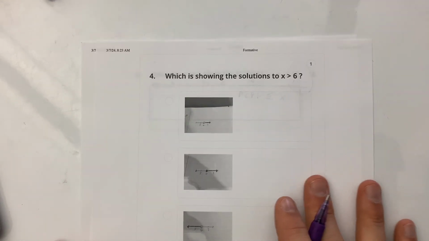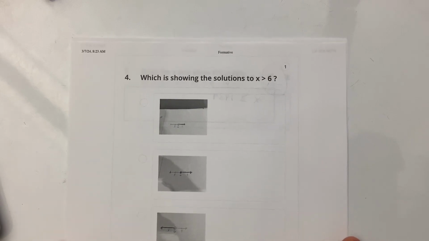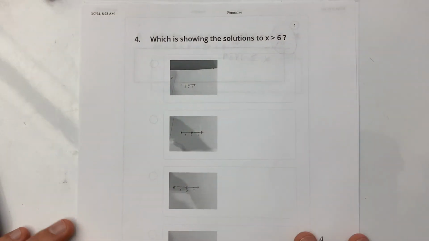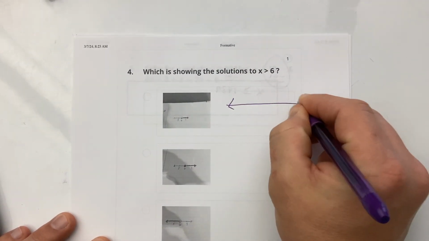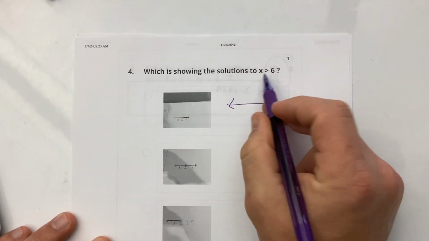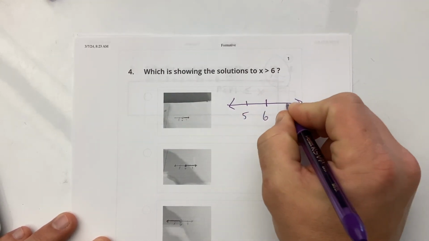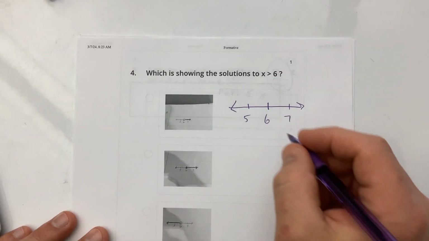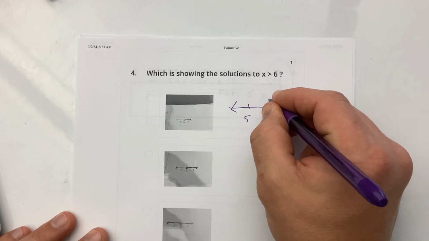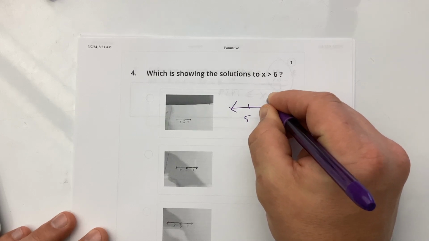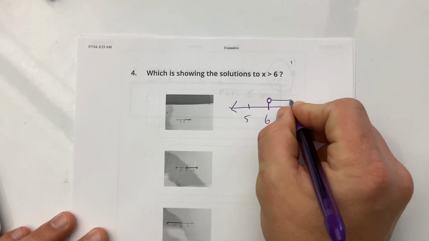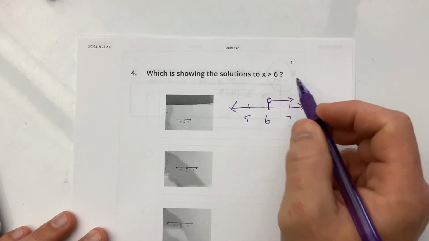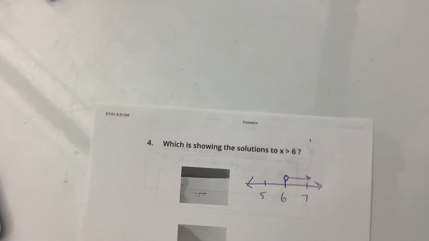All right. So, number 4, which of the following is showing the solutions to x is greater than 6? So now we're in graphing. I don't know how well you can see these pictures, so I'm just going to graph this. My boundary point is 6 because that's what makes both sides equal. I'm just going to put a few other numbers to show that I know that my number line is increasing as it goes to the right. Period 1 is going to be an open circle or closed circle? Open circle. And the arrow goes that way. 7's in my solution. Is 7 greater than 6? Yes, I did it right. There we go.